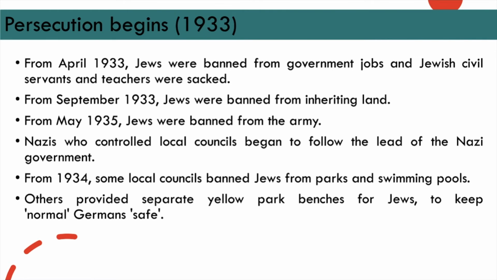From 1934, some local councils banned Jews from parks and swimming pools. Others provided separate yellow park benches for Jews to keep normal Germans safe. So you may wish to pause the video here to plot some of these examples of persecution on your timeline, but below the line.